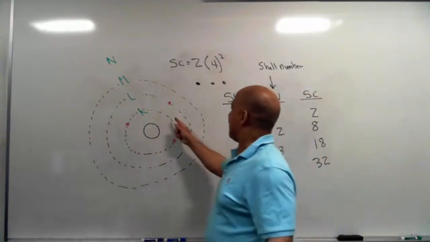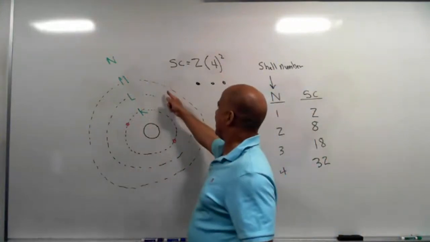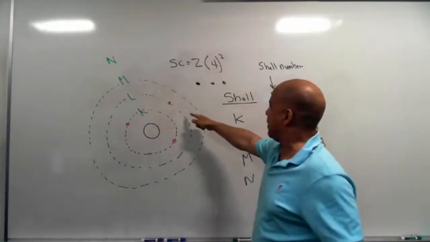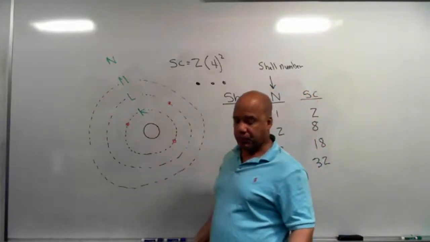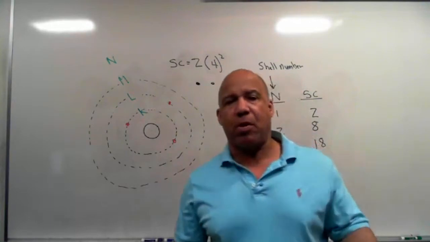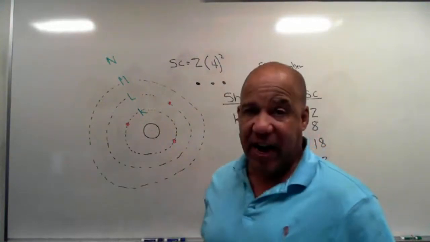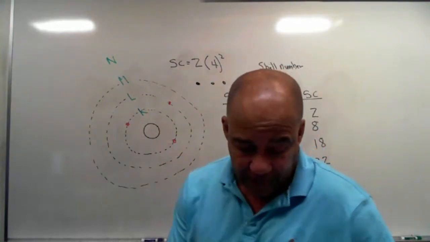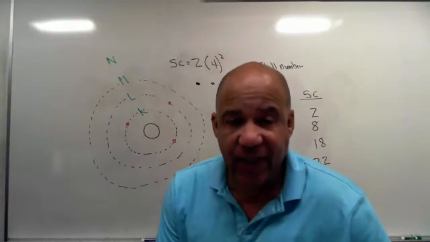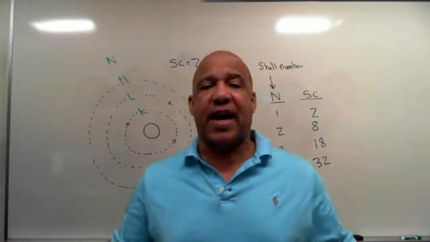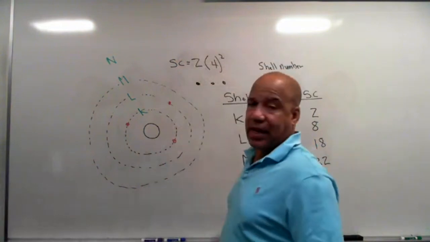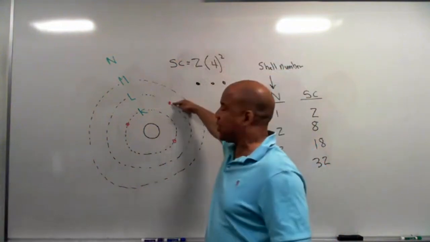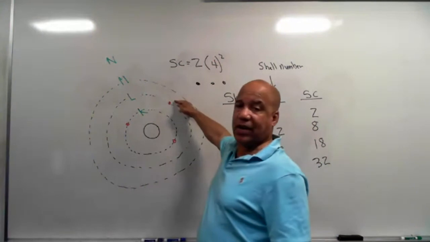If I have 1 in the L, I don't have anything in M, because I have to fill up the L shell first before I go out to the next shell, the next level. Now, there's a term I want you to write down, the term valence. The valence shell is the last shell that has electrons. So in this case, with the 3 electrons, the valence shell will be the L shell, because it's the last shell that has electrons.